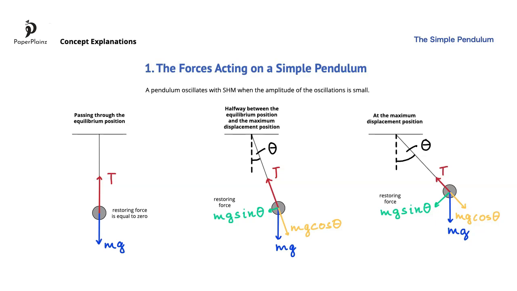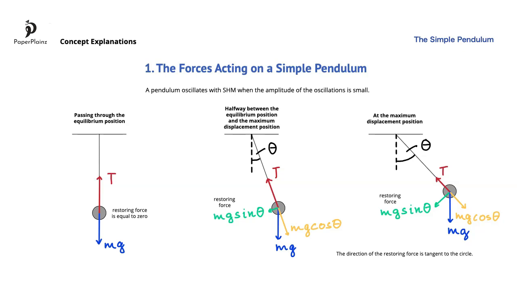This also makes sense based on what we learned earlier about simple harmonic motion, because the restoring force is at its maximum at the maximum displacement position. A final point to add here is that the direction of the restoring force at any point is tangent to the circle. Or, put differently, it is perpendicular to the tension.